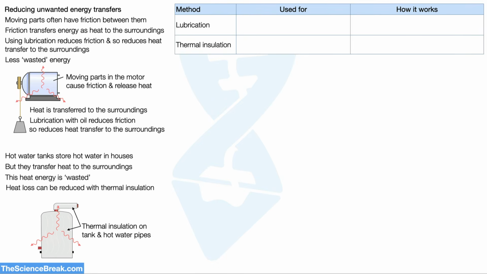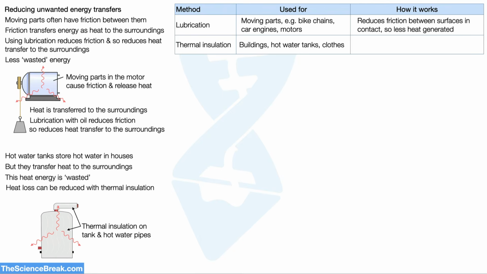So, two methods for reducing unwanted energy transfers. The first one is lubrication, and that's used for moving parts, for example, bike chains, car engines, and motors. And how it works is it reduces friction between surfaces in contact, so less heat is generated. For thermal insulation, it's used in buildings to keep buildings warm, hot water tanks, and even clothes to keep people warm. And how it works, there is less conduction, radiation, and convection. We don't need to know huge details about convection. However, this is how thermal insulation works.